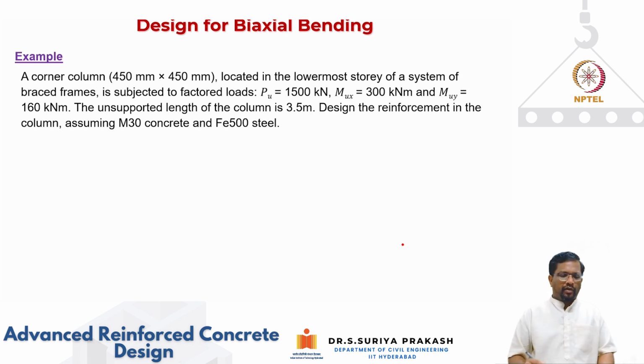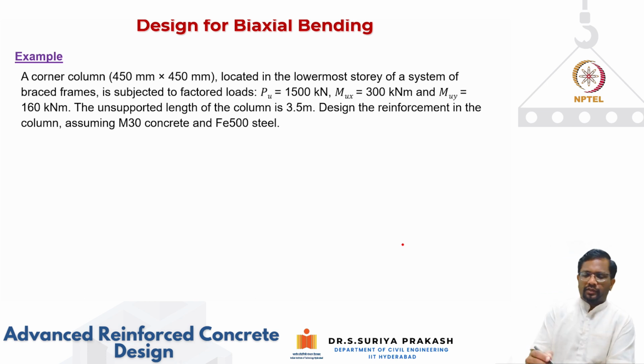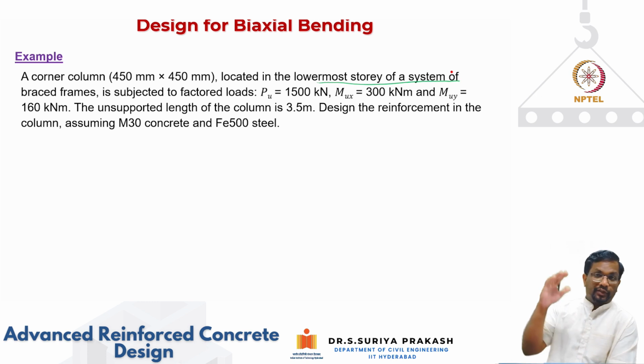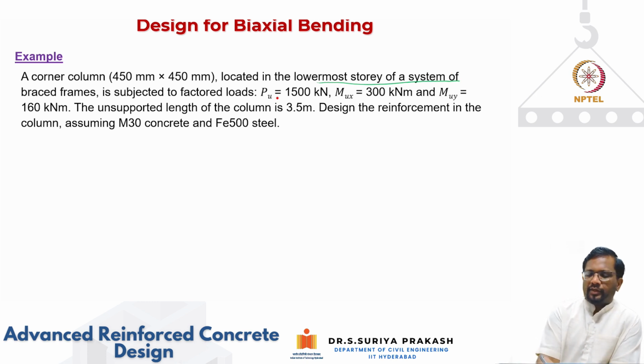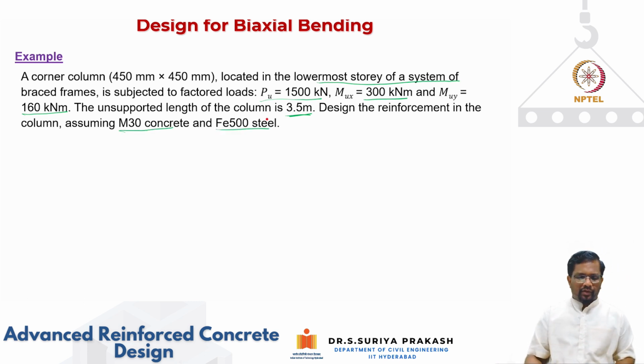I'm taking a corner column 450 mm by 450 mm, and you can see it is located in the lowermost story of a braced frame system, and it is a braced frame, right? It is subjected to an axial compression of 1500 kilonewton. Bending moment about x-axis is 300 kilonewton meter. Bending moment about y-axis is 160 kilonewton meter. Unsupported length is 3.5 meter. You can take concrete grade as M30 and steel as Fe500. Let's see now how we go about the process.